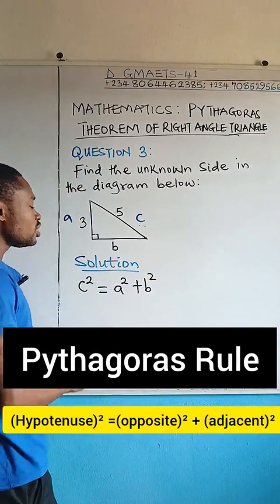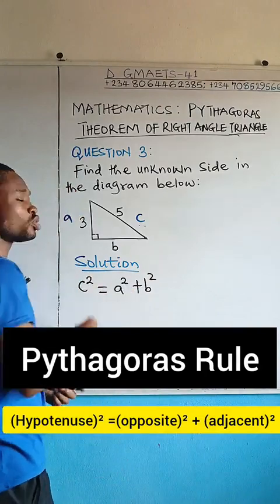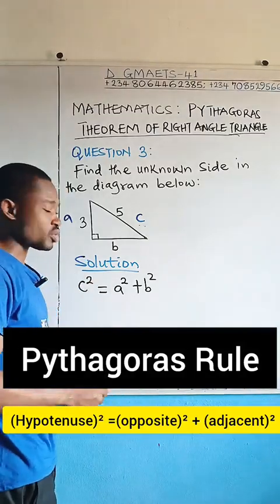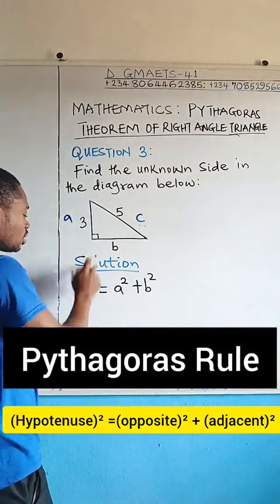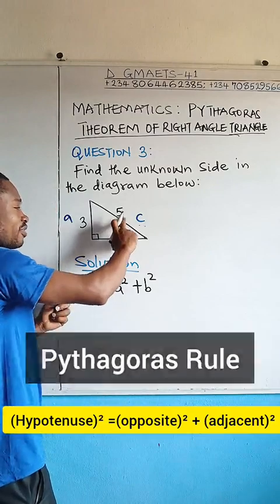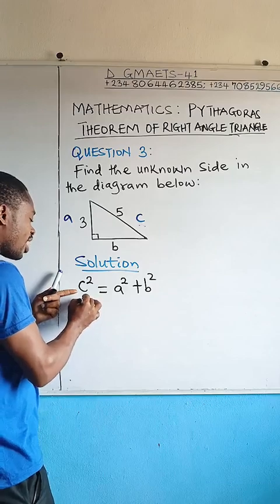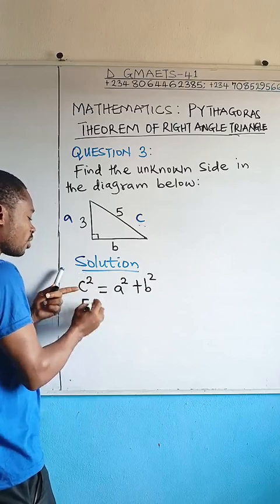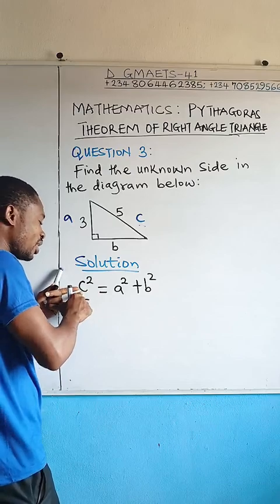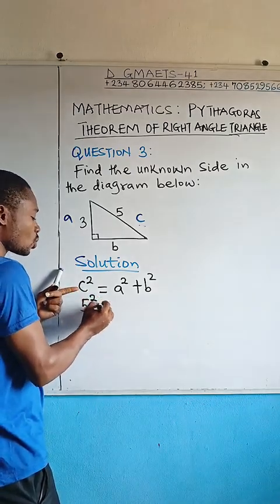So now what we have to do is to substitute. You're going to do substitution, which, like I said, I've taught you that already on this channel. So in place of C, we have 5. C is equal to 5. So I am going to remove this C and write 5. This C is squared in the formula. So the 5 that is replacing the C is going to be squared.